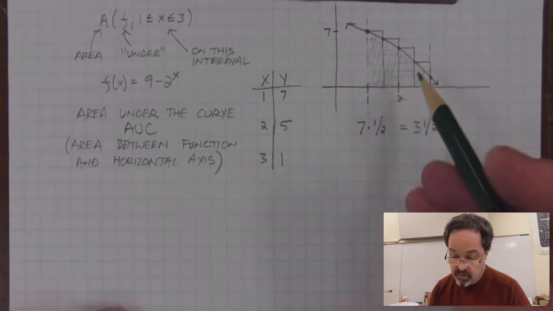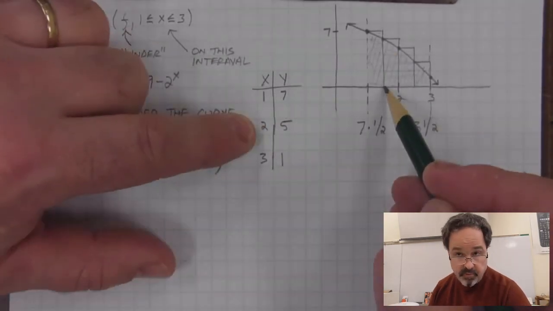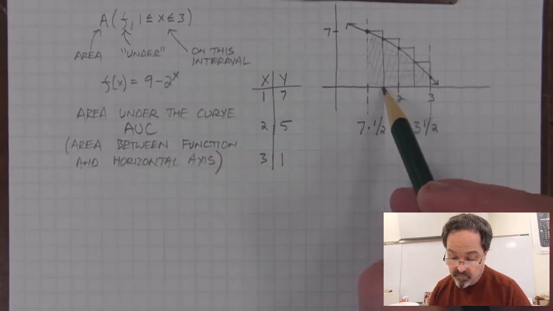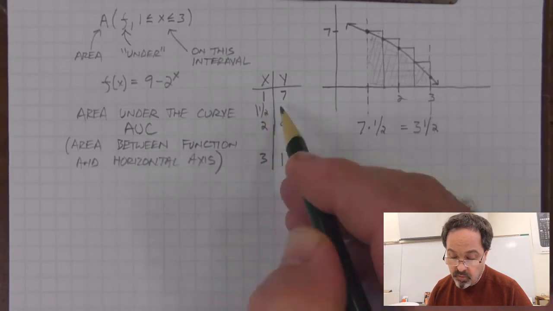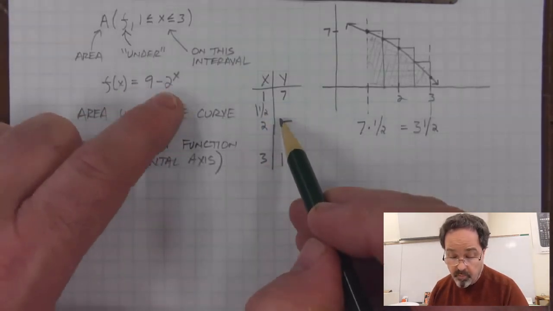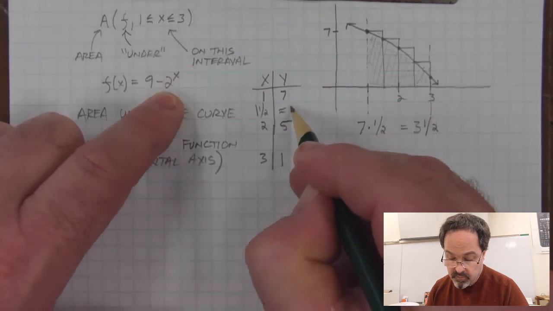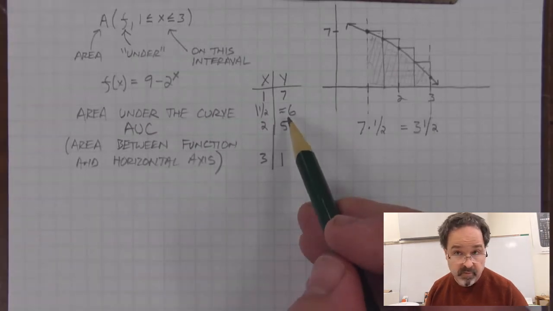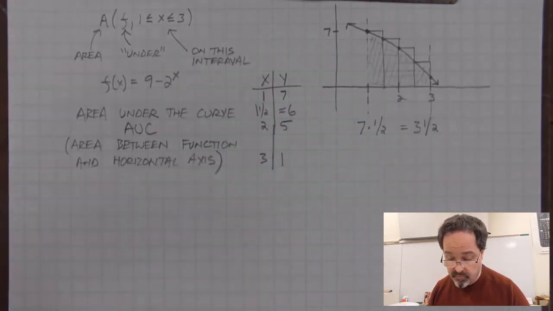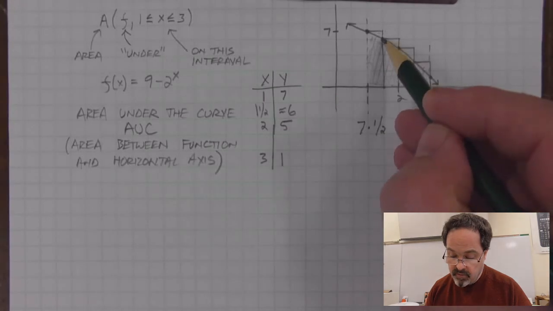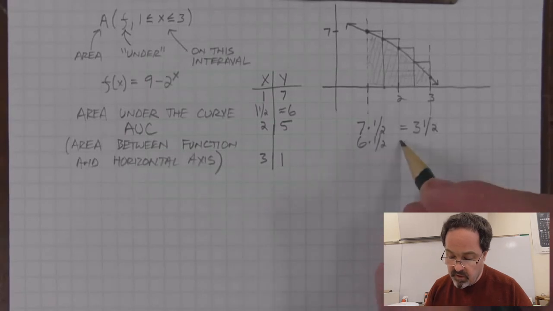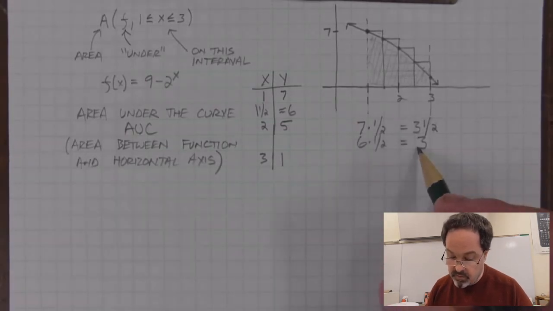The second rectangle has a height that is not in my table here, but I know that I can find that height by putting 1 1/2 into my function. And when I do, I'll get something approximate, but it is about 6. And I'm going to work with an approximate value in my table because I am producing an estimate. If the height of this rectangle is about 6 and the width is 1/2, then the area of that rectangle is going to be about 3.